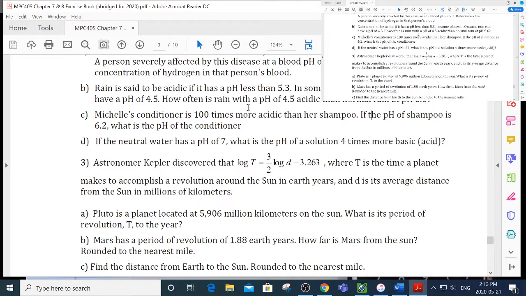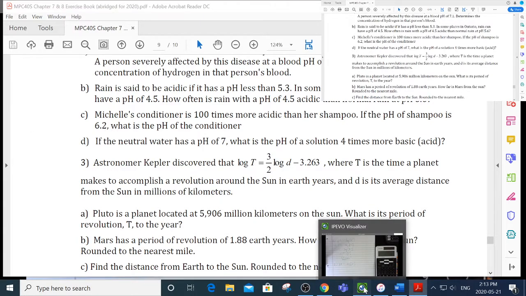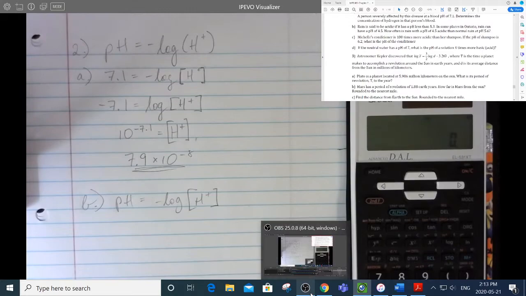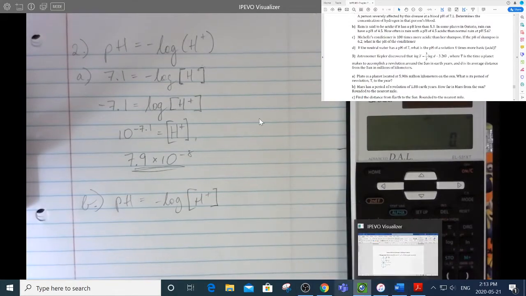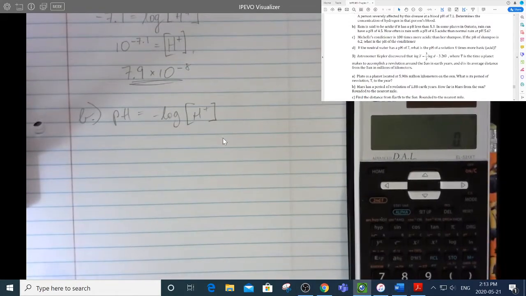Okay, so what do we want? We want the formula. pH equals the negative log of the hydrogen ion concentration. And, oh, can you see that? I don't even know what you're looking at anymore. There we go, we're looking good. Okay, so you can see it. So let me just move up so it's a little more centered.